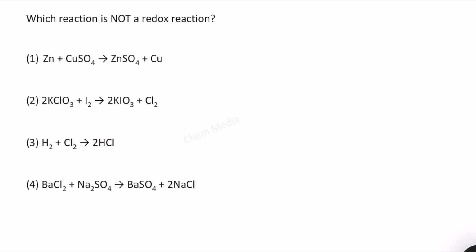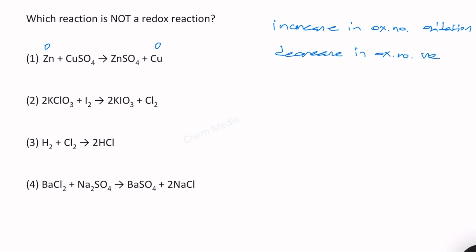and also the oxidation state of a free element is 0, and therefore for zinc it is 0 here, for copper it is 0 here. Increase in oxidation number is oxidation, decrease in oxidation number is reduction. Or you can also say that loss of electron is oxidation, gain of electron is reduction.